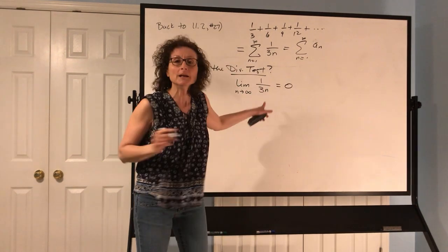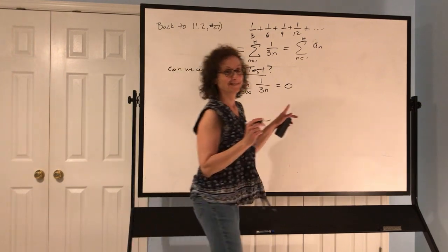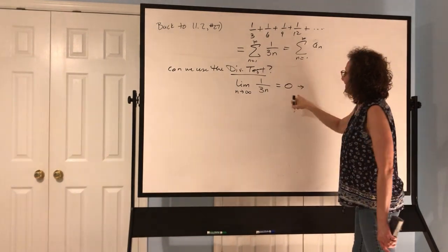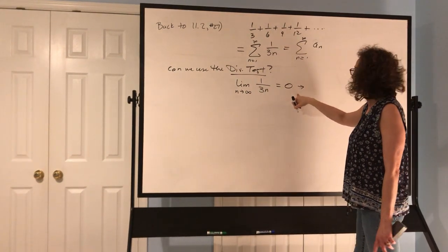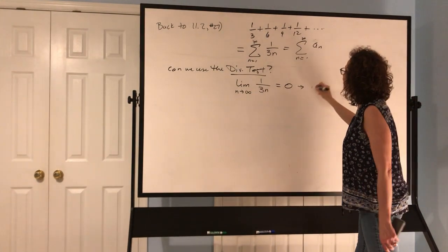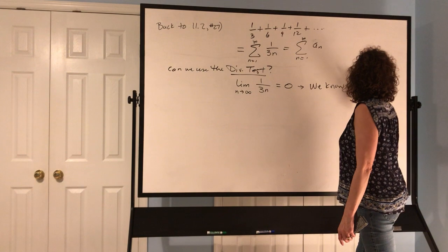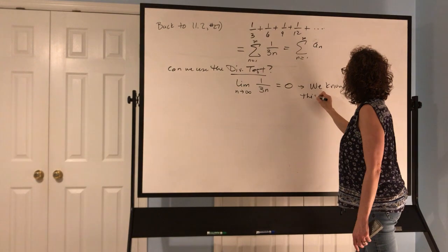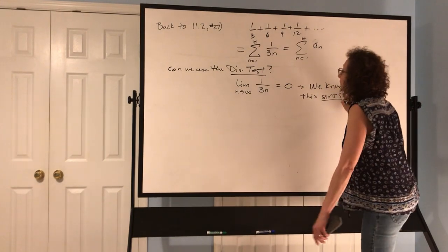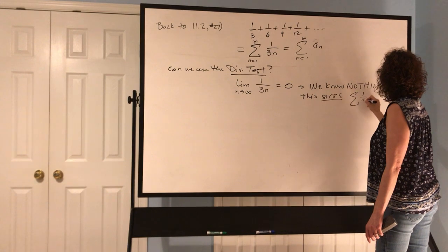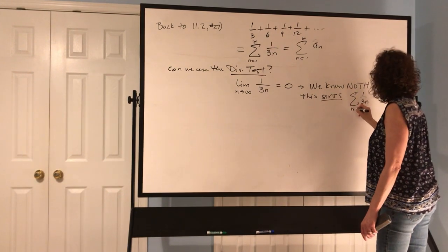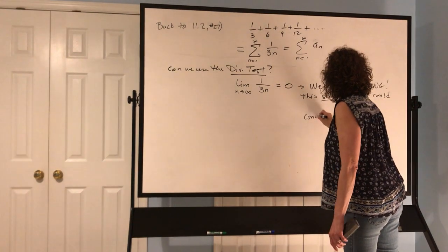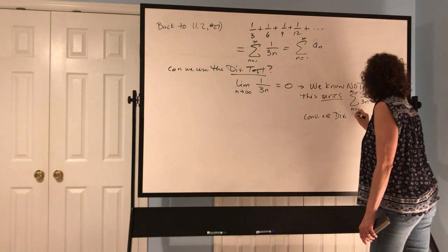Good. What can I say? Did I trick you? Did we forget that quick? I don't think so. I think you were right on it. I think you just screamed, nothing. Okay, we know nothing. This summation, 1 over 3 to the n, could converge or diverge. We don't know yet. We need another test.